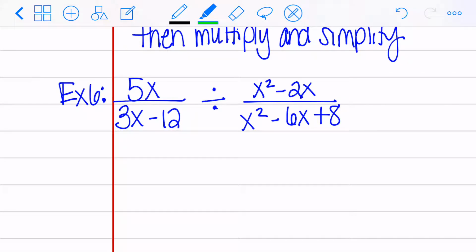So let's rewrite this as a multiplication problem. So remember, you keep the first one. So you keep this the same.